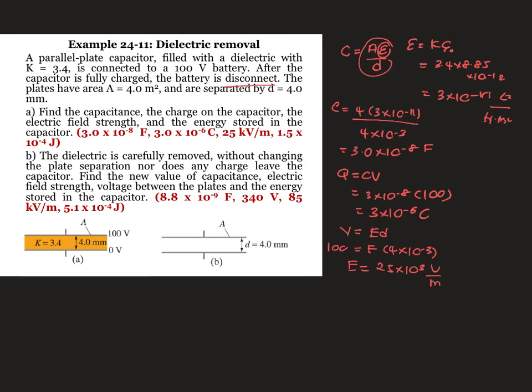And how about the energy stored in the capacitor? I'm going to use the formula U equals to 1 over 2 CV square. C I'm going to get from the first one, which is 3 to the power of negative 8, and the V is going to be 100. Therefore, you are going to get your answer is 1.5 to the power of negative 4 joule. So that is question 4A.